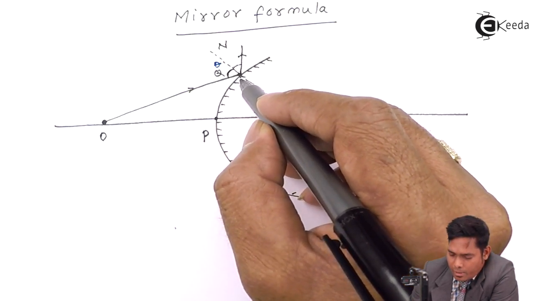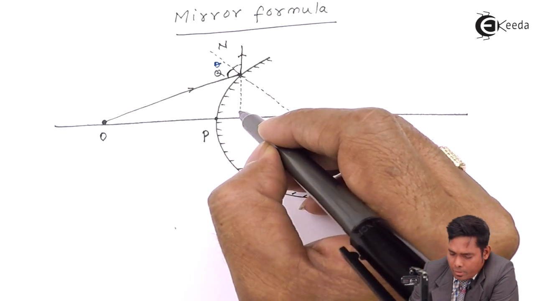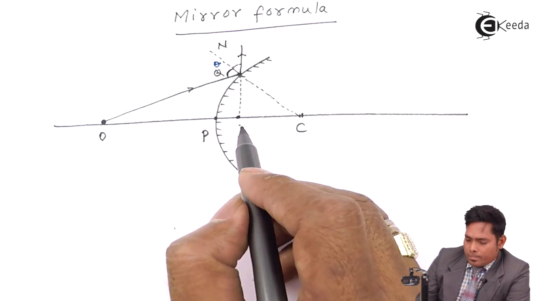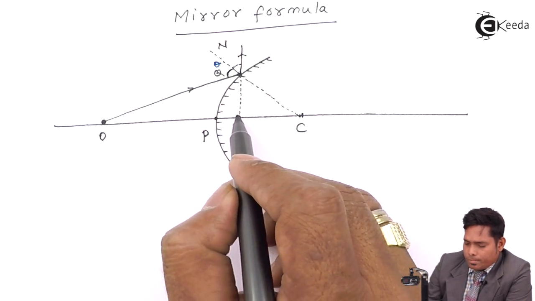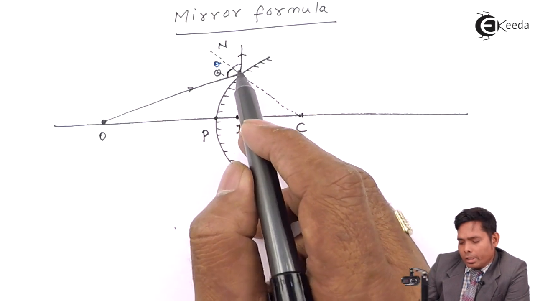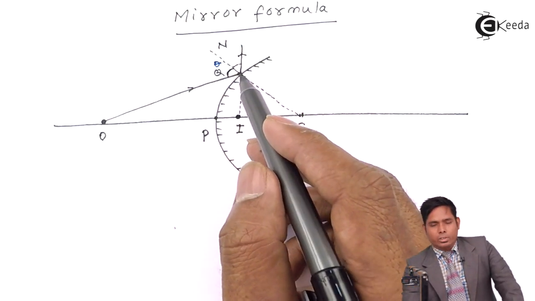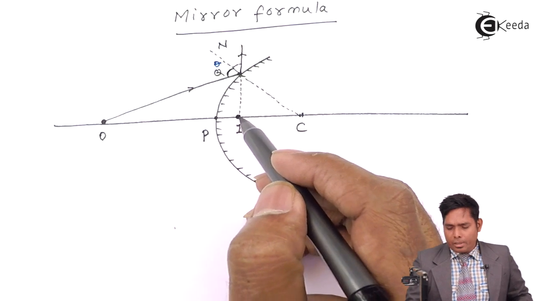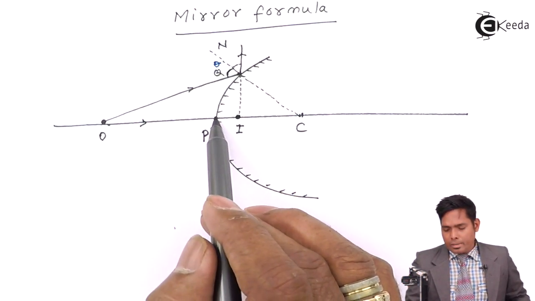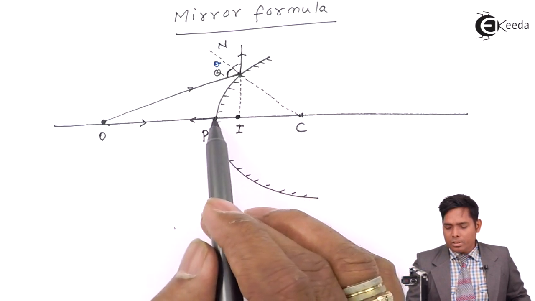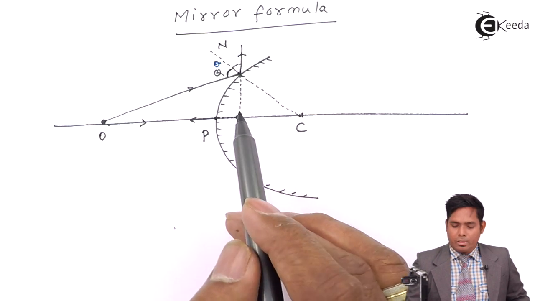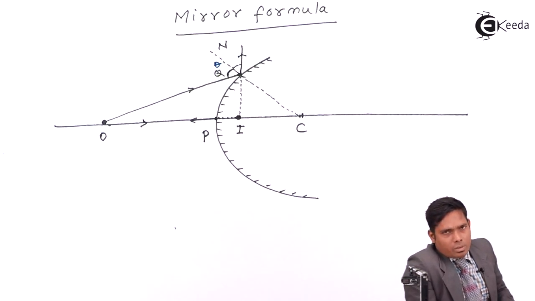And if you extend that ray in the backward direction, it will meet somewhere here. This is where the image is formed. The one ray goes like this. It's actually going in that direction, but the extended ray is meeting at this point I. Similarly, one ray goes like that and is reflected back in the same direction, because this is the normal. So if you extend this in the backward direction, it will meet here. So this is how you get the virtual image.